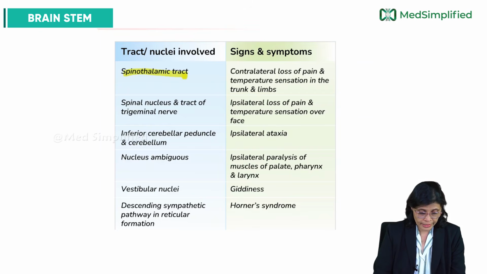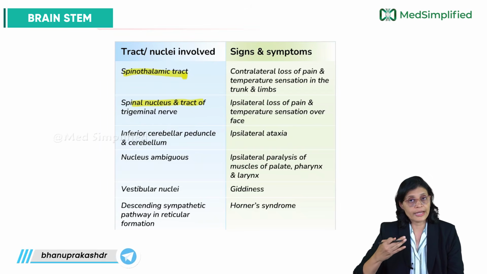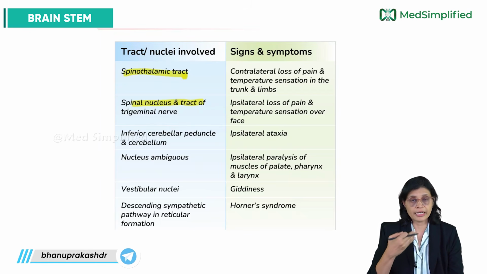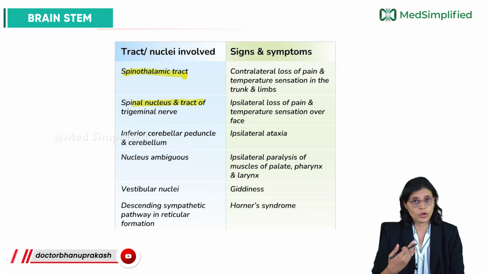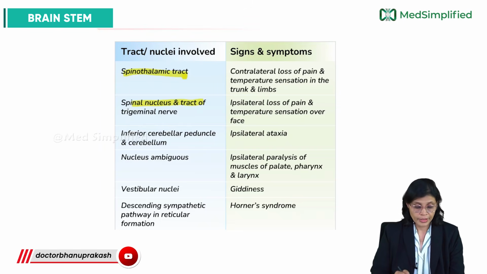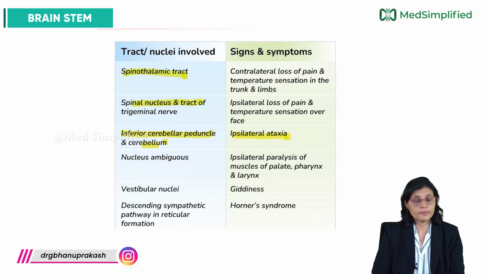Then we have the spinal nucleus and tract of the trigeminal nerve. It carries the same side pain and temperature sensation of the face. If this tract is involved, it can result in ipsilateral loss of pain and temperature sensation. If the lesion involves the inferior cerebellar peduncle and the cerebellum, because that connects there, it results in ipsilateral ataxia, an imbalance on the same side of the lesion.